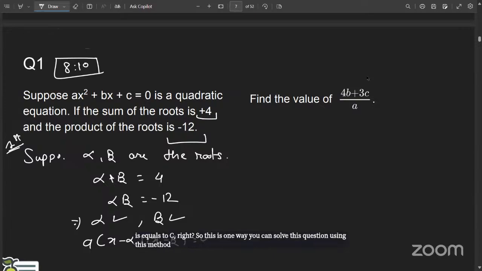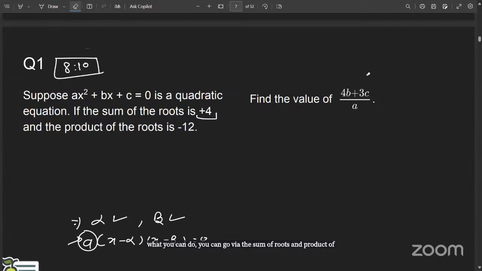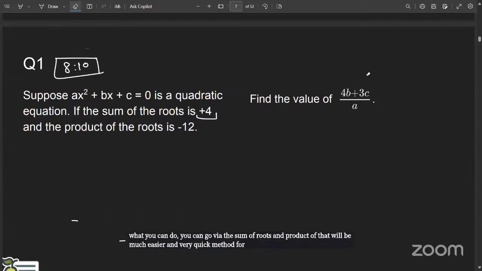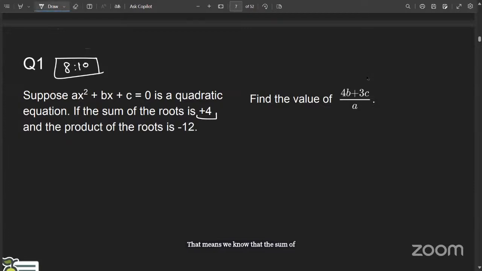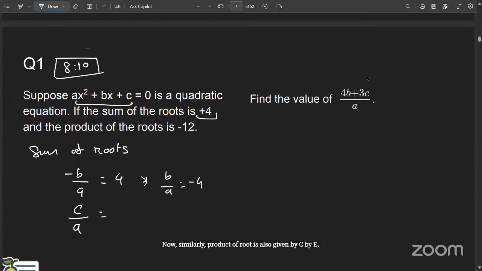So this is one way you can solve this question. But again, there is no way we can find A, so for A you need more information. What you can do instead is go via the sum of roots and product of roots. That will be a much easier and very quick method. We know the sum of roots is given by minus b by a, and minus b by a is equal to plus 4. So b by a is nothing but minus 4. Similarly, the product of roots is given by c by a, so c by a is minus 12.